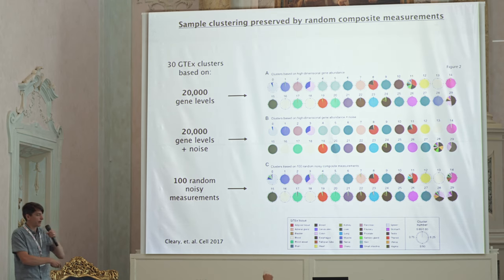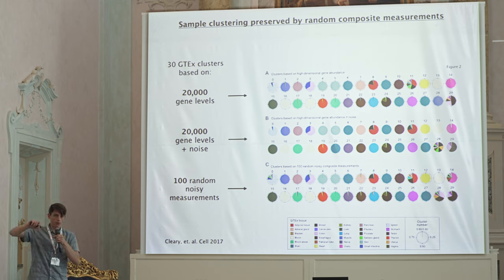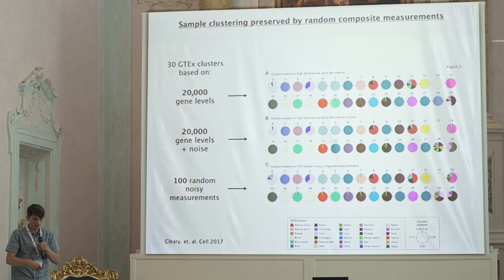So the question is, what's the definition of a random measurement here? How did we select them? Each measurement is defined by 20,000 random weights. We just choose a vector of length 20,000 of random numbers, and then we compute a weighted average of the gene expression profile in a given sample using those numbers. That's right, and we do that 100 times. So now, for each sample, we have a vector of length 100, and then we cluster based on that.